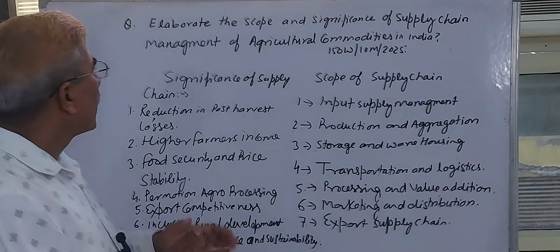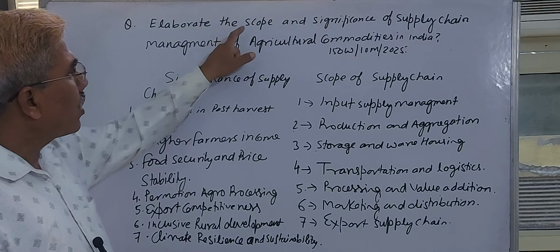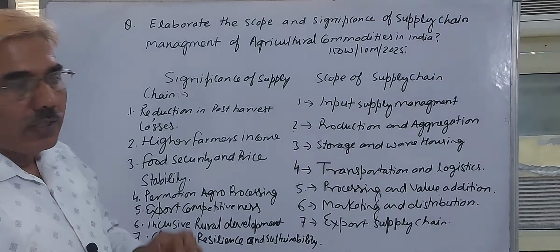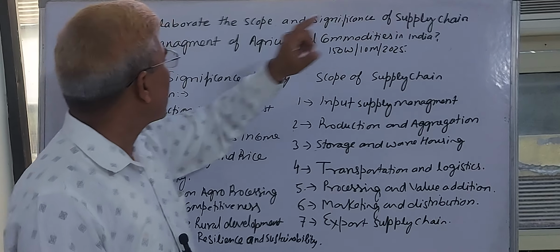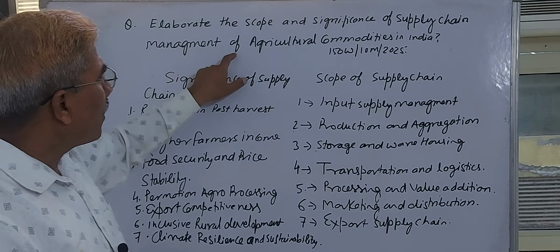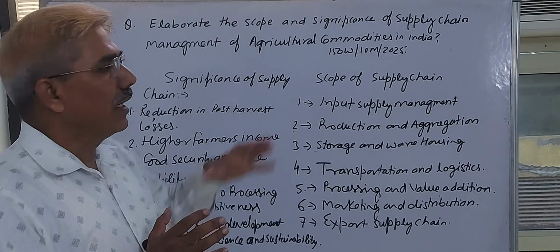Now come to the issue. Elaborate the scope and significance. This question asks two things: scope and significance of supply chain management of agricultural commodities in India. What is the scope of supply chain of agricultural commodities in India and what is the significance of supply chain of agricultural commodities in India? There are two key points which you can summarize: scope and significance of supply chain of agricultural commodities in India.